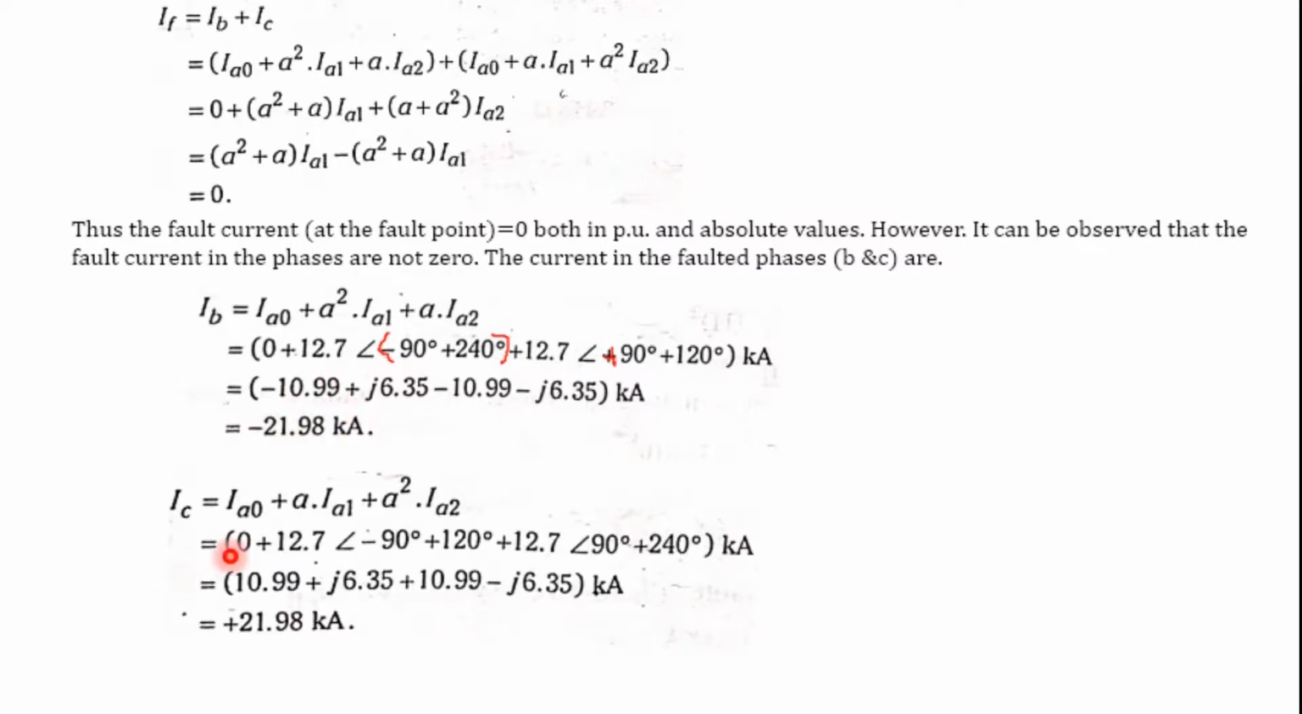Similarly for IC, it is IA0 plus A into IA1 plus A square into IA2. Substitute these values and you will get plus 21.98. In other words, there is no need to calculate IA1, IA2, A and A square, because we got the value of the fault current as 0. If the IB value is positive, the IC value should be opposite to it. It means that if one is negative, the other should be positive to get the fault current.